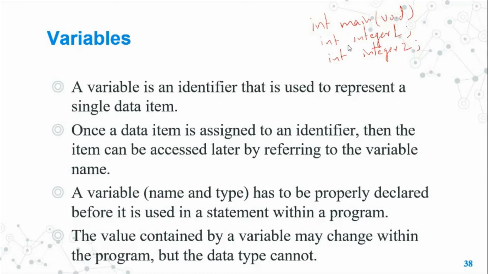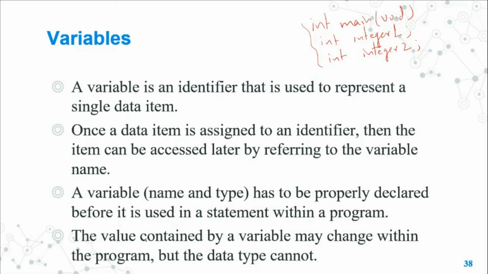In the simple program that we discussed today, it was also like that. Just after this int main, we started with integer 1 and integer 2, etc. So all the variables, not values, all the variables that are being used inside the program should be declared before they are used.